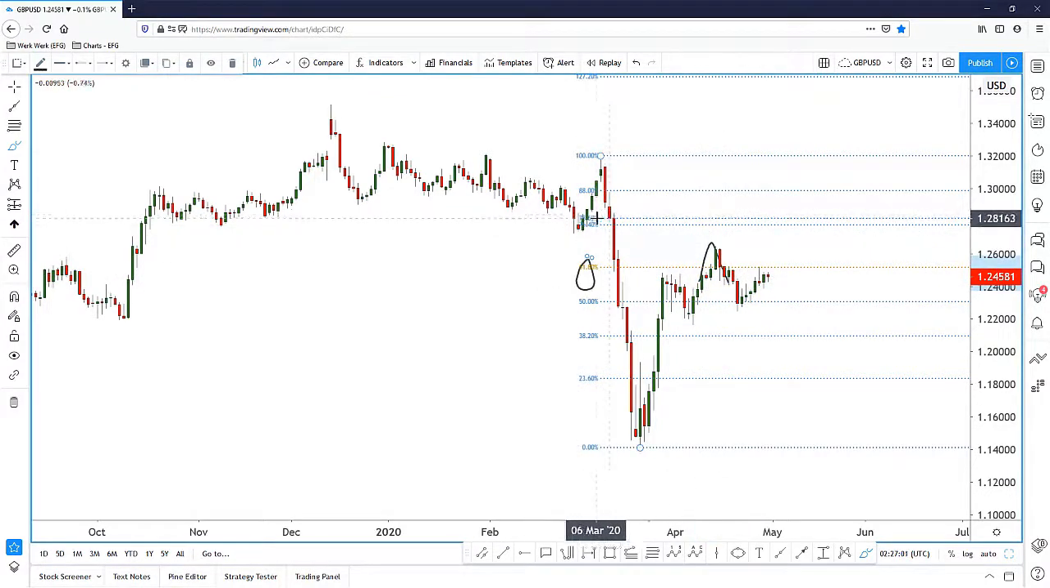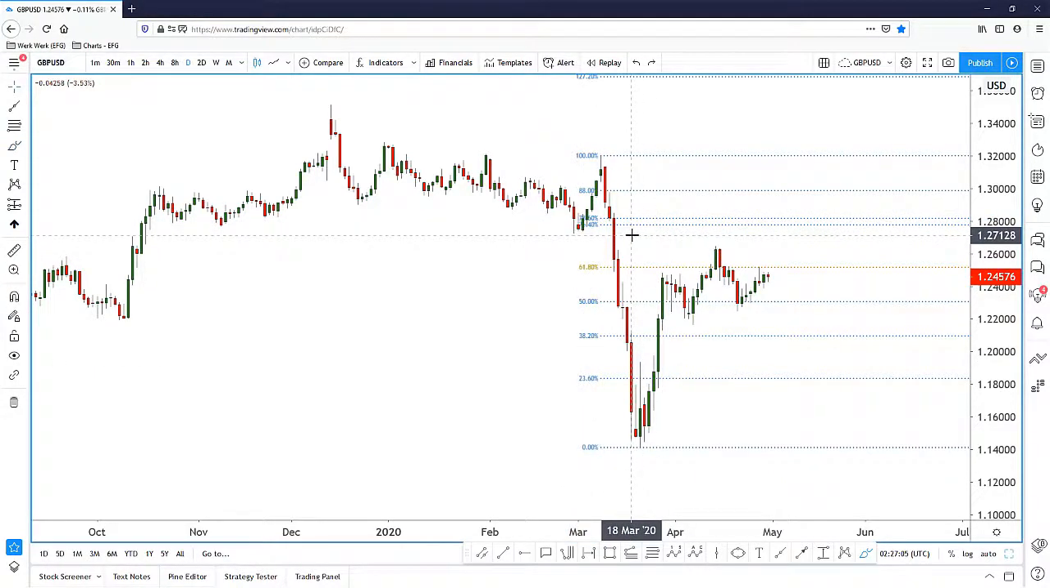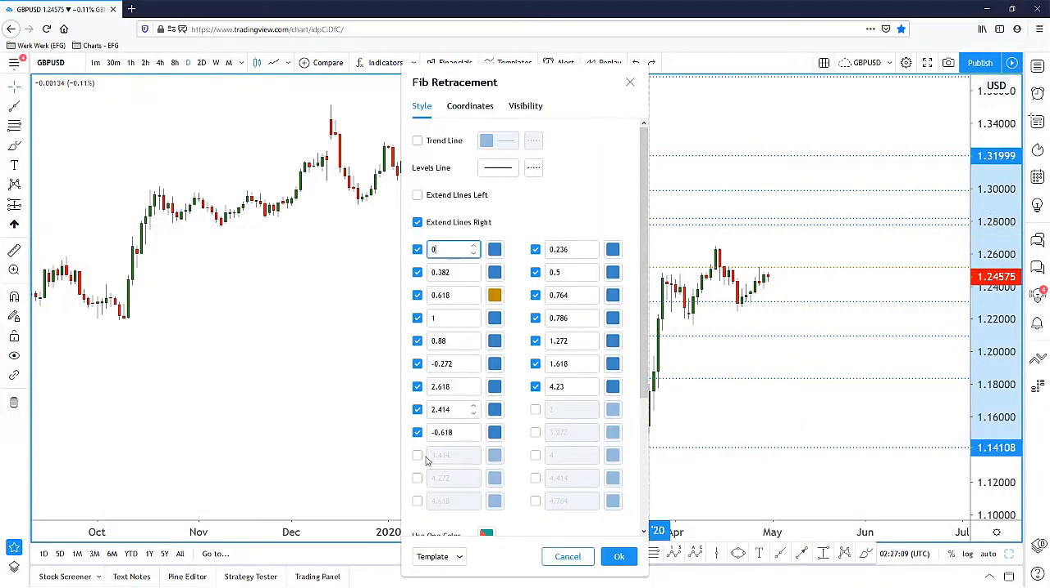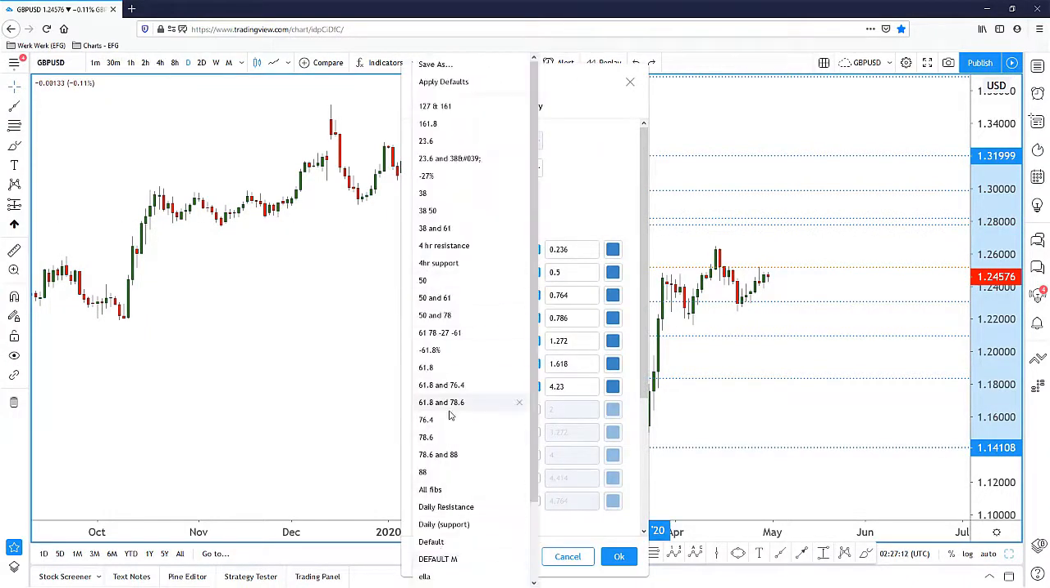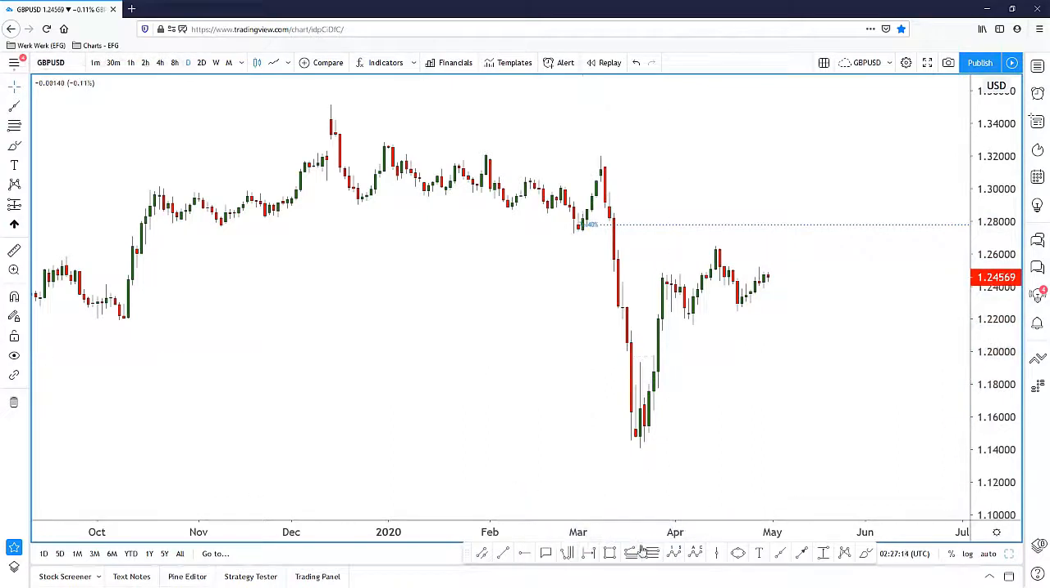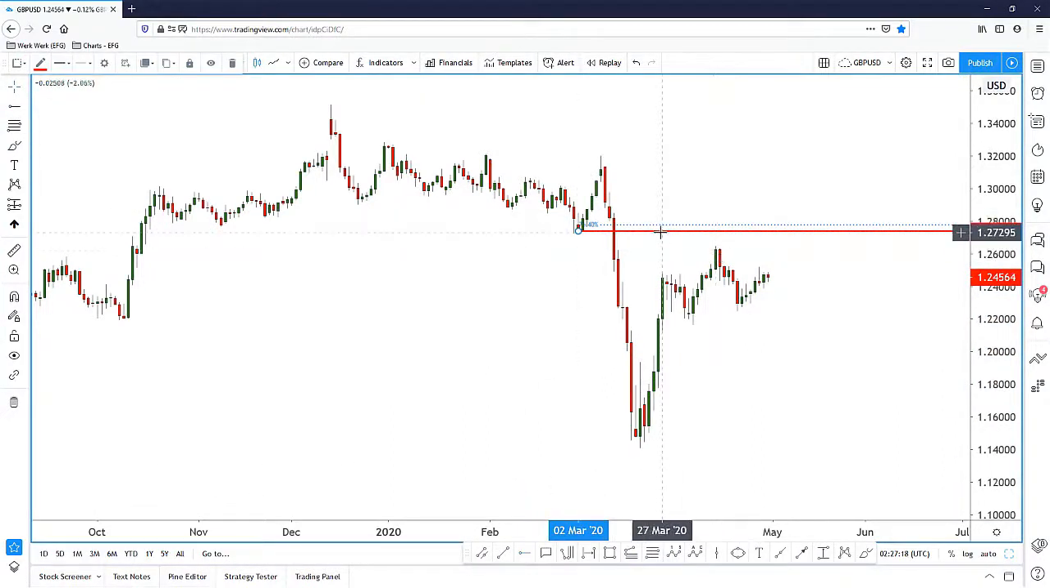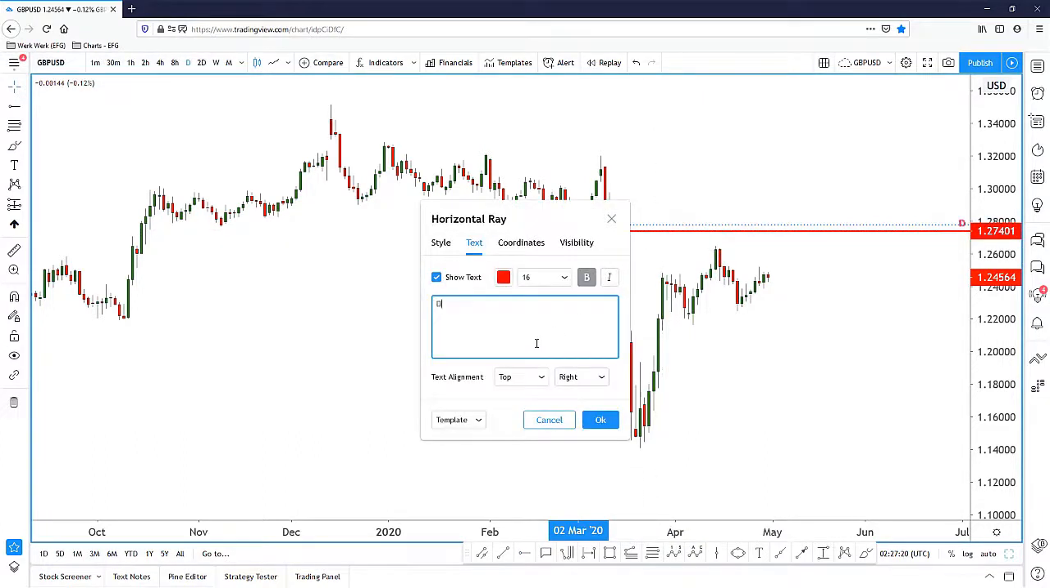So the next retracement level is the 76.4, right? So with that, let's just highlight the 76.4. Interestingly as well, there is sort of a graphical resistance level here, which is quite close to the 76.4. So let's just call this the daily resistance.